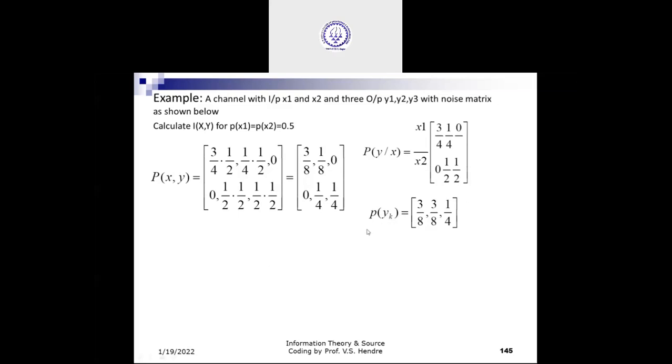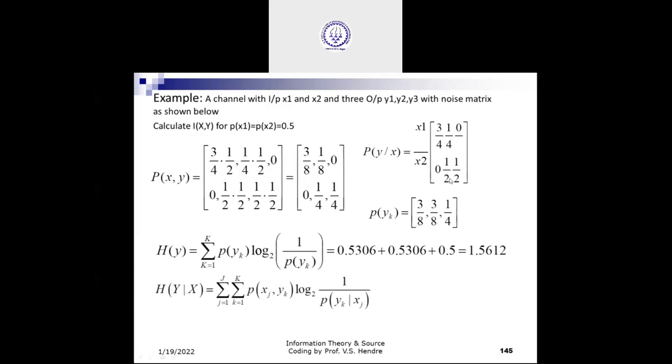So I can calculate P of yk, P of y given x, and from that I can calculate h of y given x, and from the equation I of x semicolon y, we can calculate h of y minus h of y given x. That is the way how we can calculate the mutual information.